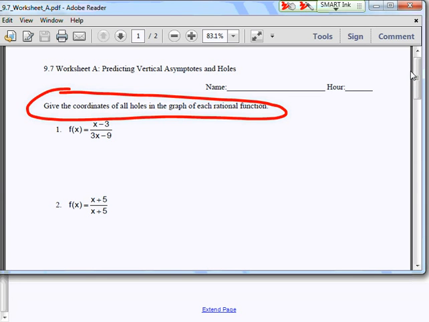All right. Have you got this worksheet up yet? If you haven't found it yet, it's on Schoology. It's 9.7, worksheet A. I'm going to start your homework with you. It'll make your life better this weekend.